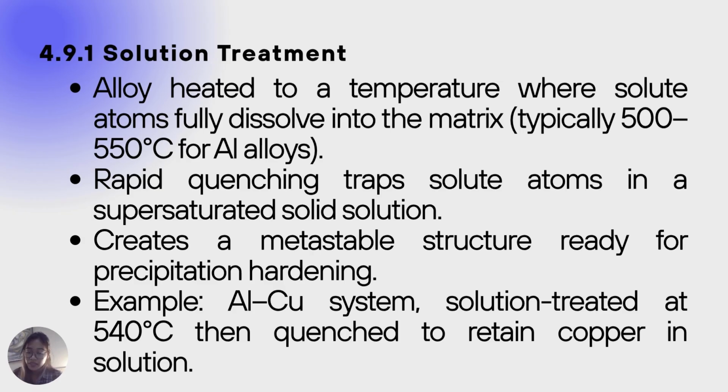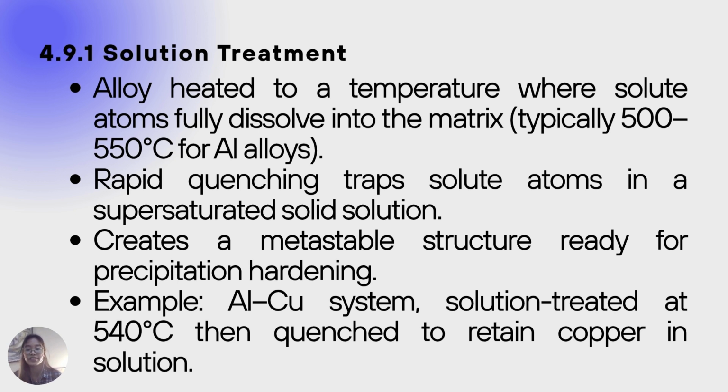Heating stage. The alloy is heated to a temperature where the solute atoms like copper, magnesium, or zinc completely dissolve in the matrix. For aluminum alloys, this temperature is usually between 500 and 550 Celsius. At this stage, the structure becomes homogeneous, with the solute atoms evenly distributed.